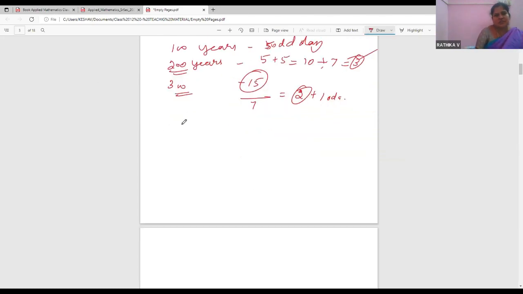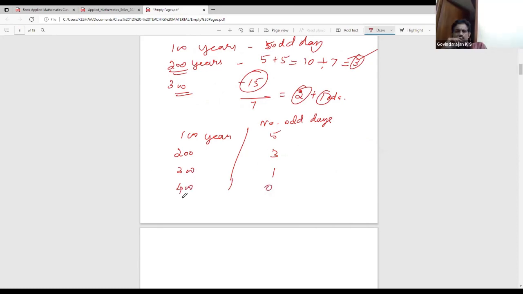So I repeat. First point, 100 years, the number of odd days is 5. And 200 years, the number of odd days is 3. And 300 years, the number of odd days is 1. And 400 years, the number of odd days is 0. So it goes on like this, 400, 800, number of odd days 0. So all years divisible by 400 fully have 0 odd days.